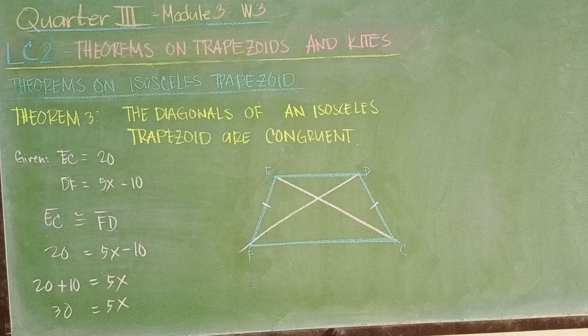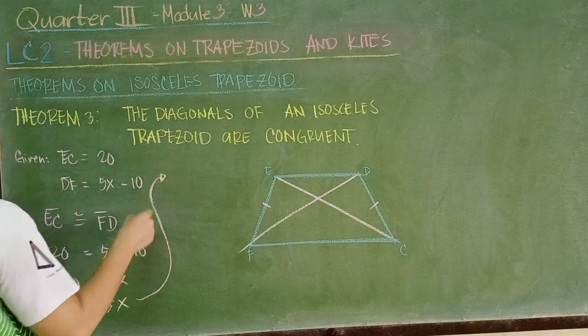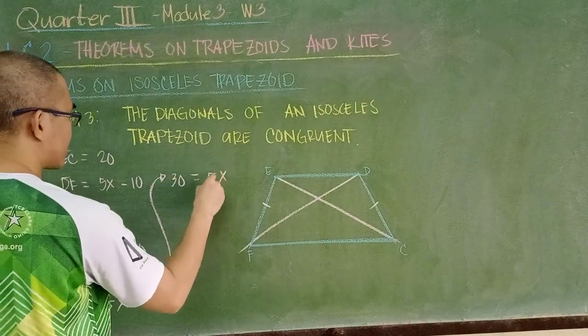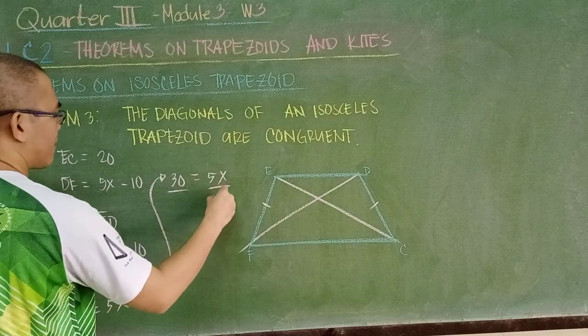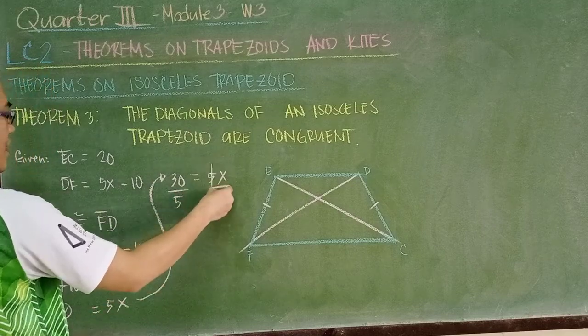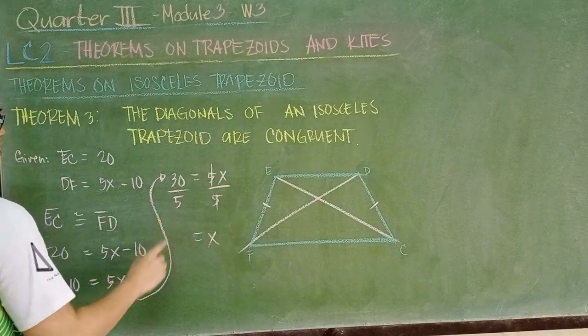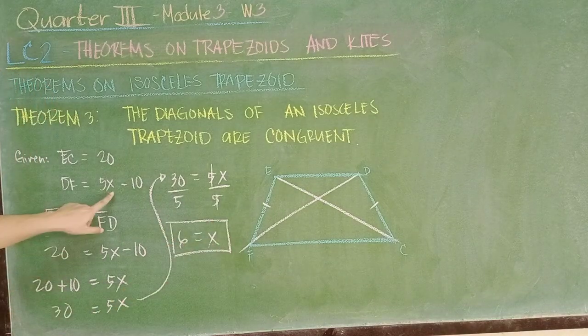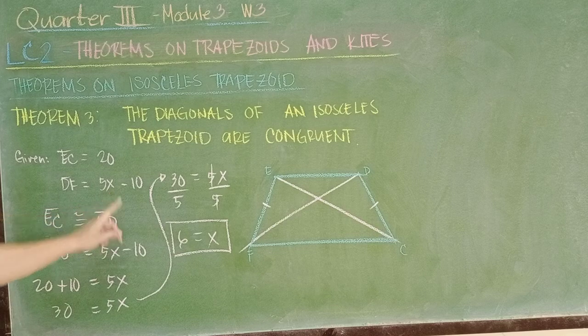Next is, paano natin matatanggal yung 5 na kasama ng x? Kasi ang gusto lang natin dyan is yung x lang. So, what we will do is we will divide both sides by 5. 30 equals 5x. Para makancel yung 5. So, cancel 5x, 30 divided by 5, that is 6. So, yung x natin dito is equal sa 6.